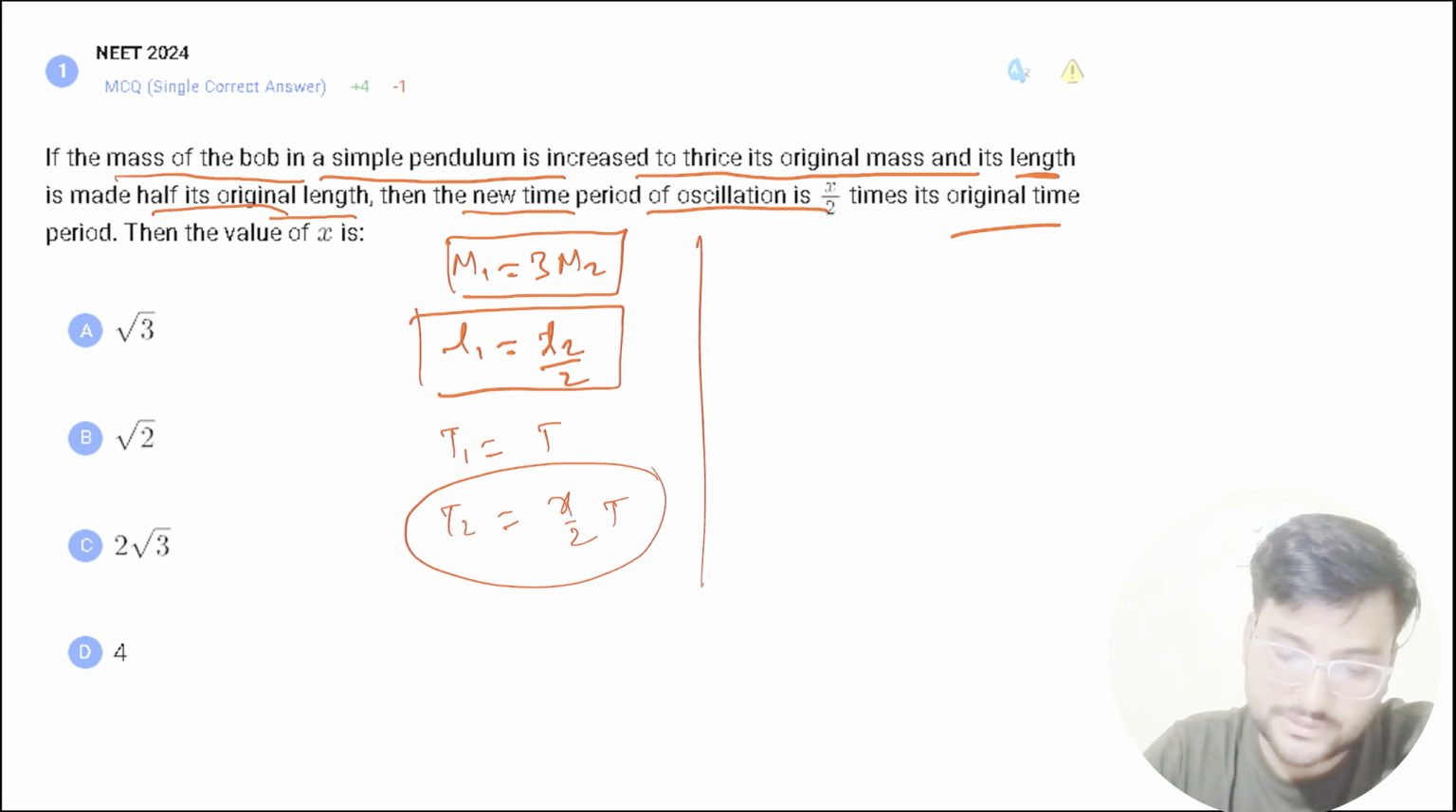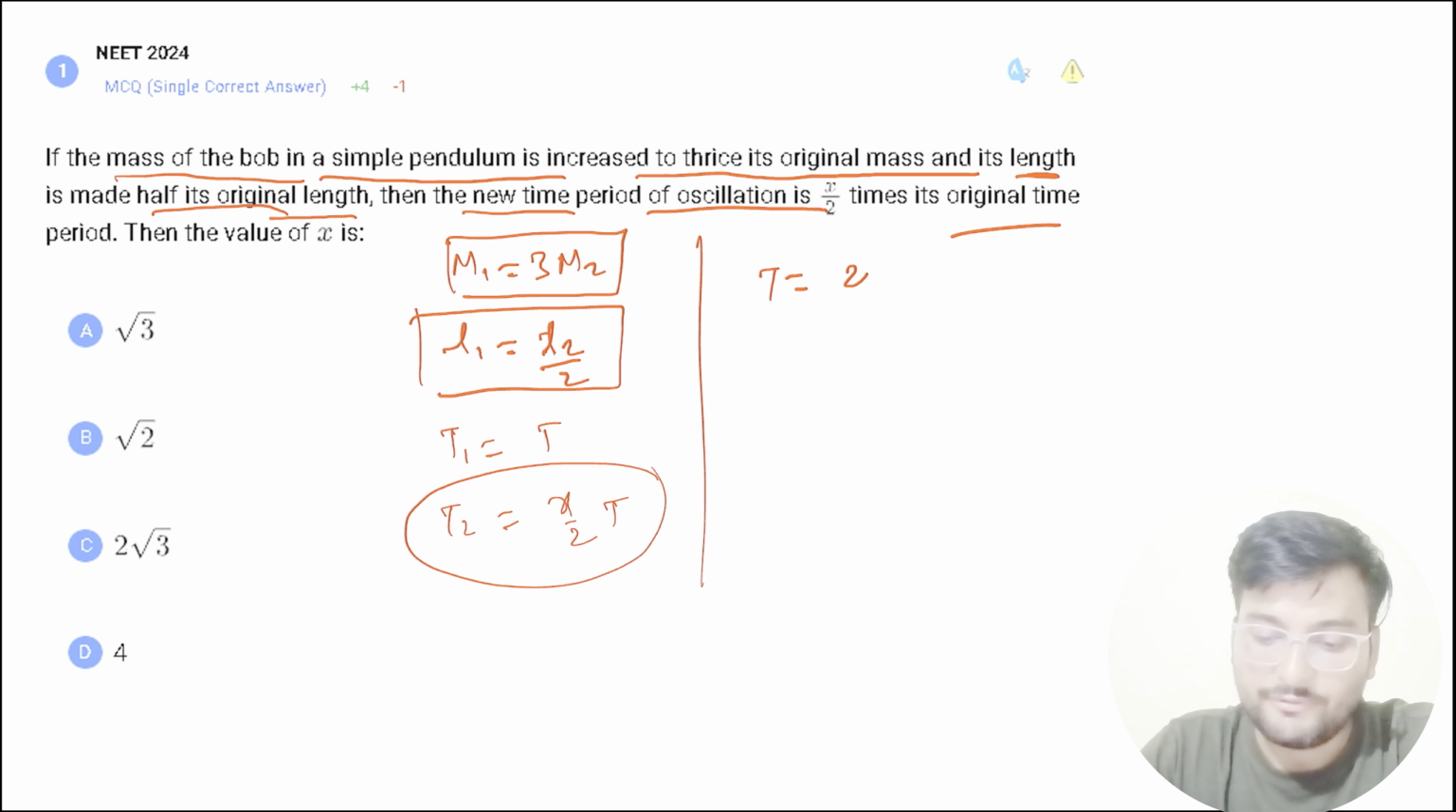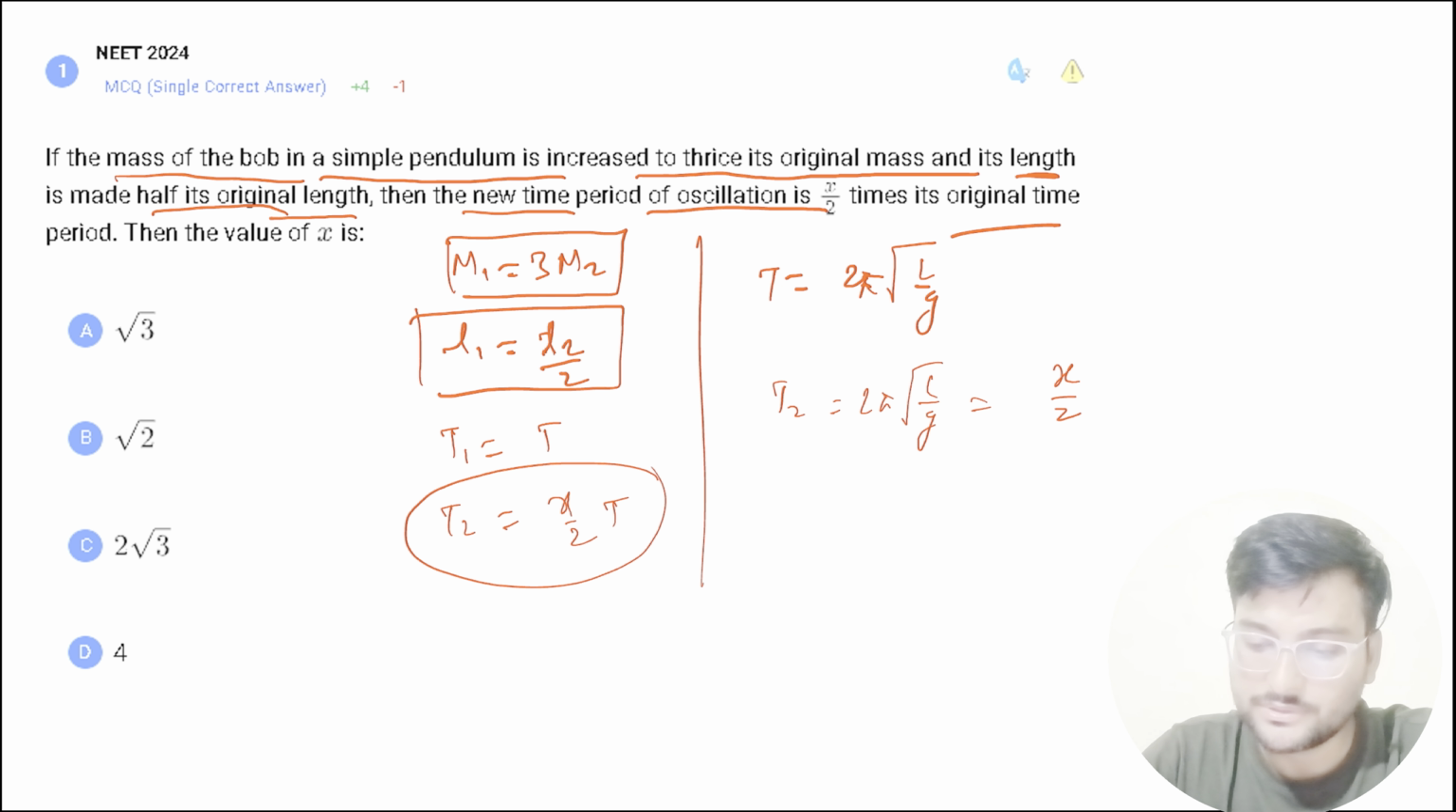Then what is the value of x here, okay? So again we are finding the value of x. The basic formula is T equal to 2 pi root L by g, okay. Now we apply T2 is equal to 2 pi root L by g, and L becomes L by 2. So we put the same value, that is x by 2 T, because the time period is x by 2 T, that is equal to 2 pi root L by 2 into g, right? So whenever I talk about this x by 2T, that is 2 pi root L by 2g, right.